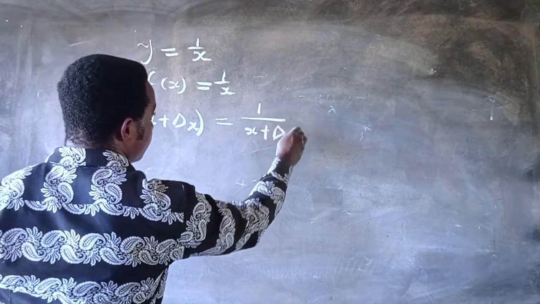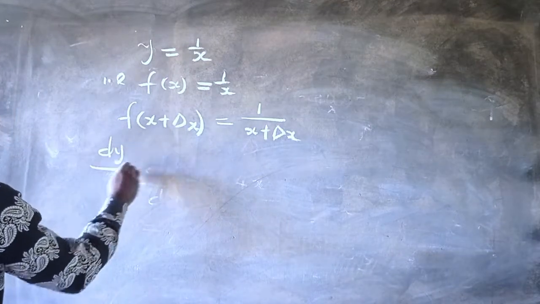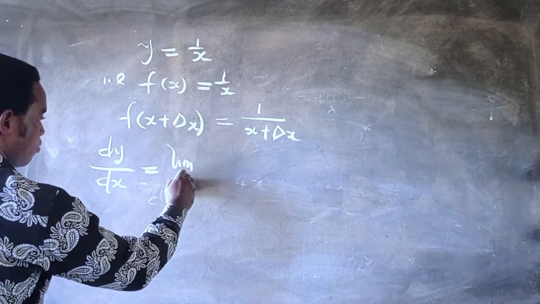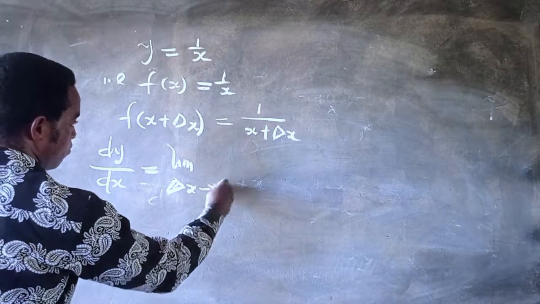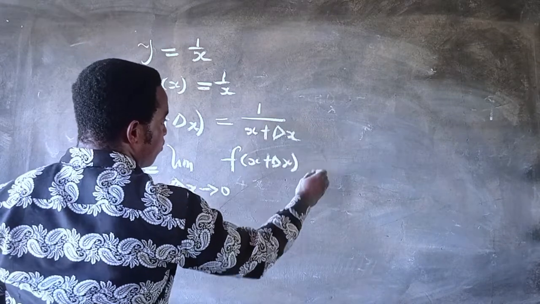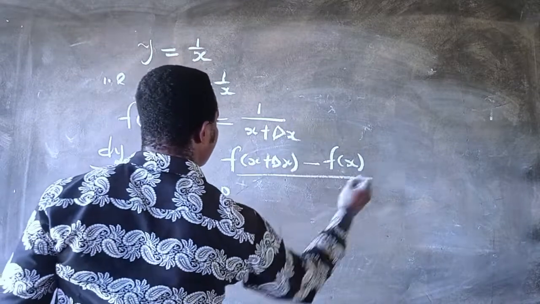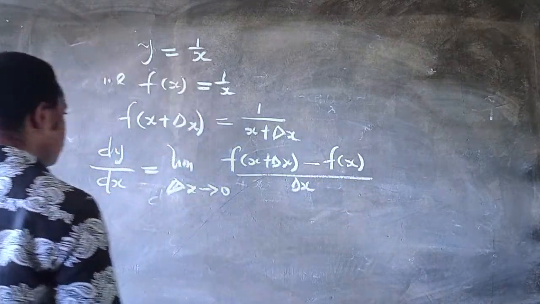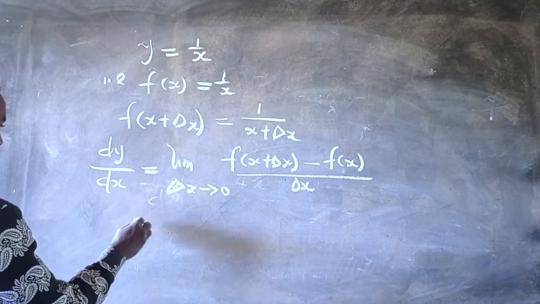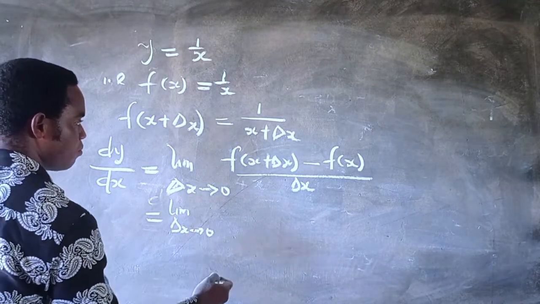Remember, I said earlier on that you should just add delta s to x to get f of x plus delta x. So the general formula for the differential of y with respect to s from first principles is f of x plus delta x minus f of x, divided by delta x. What we have to do now is put these values into our formula, then simplify it.